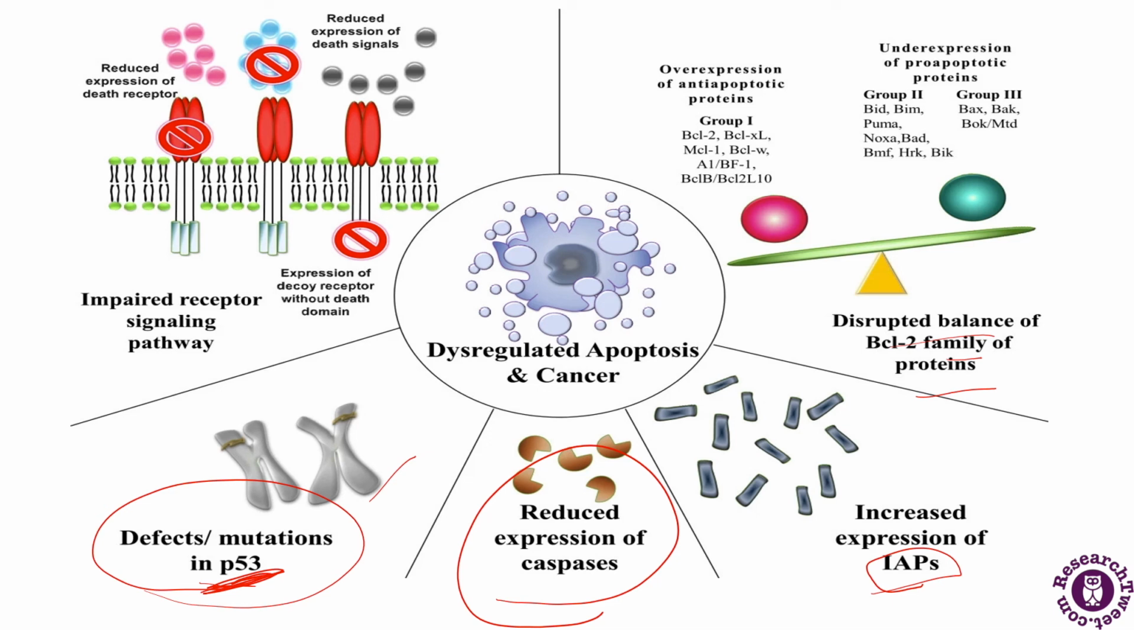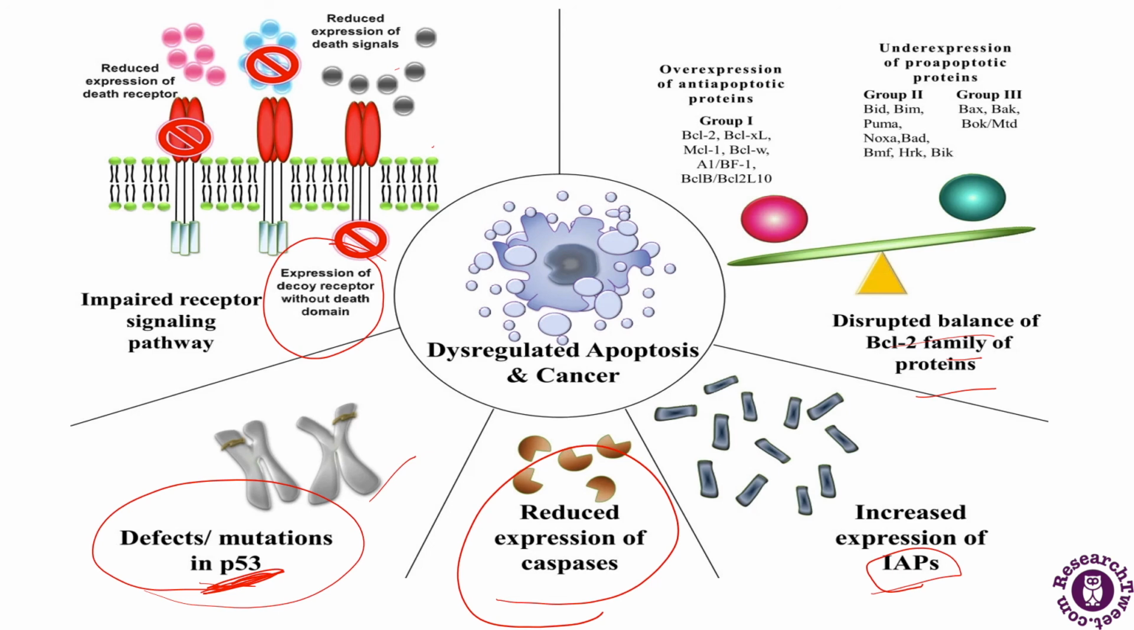So here what is happening? There's a reduced expression of death receptors here. There is a reduced expression of death signals here. So expression of the decoy receptor without the death domain. It is representing many factors which can lead to cancer. When there is dysregulated apoptosis, it can lead to cancer.